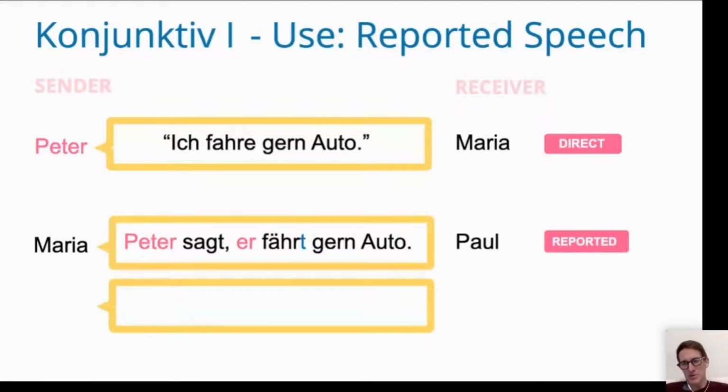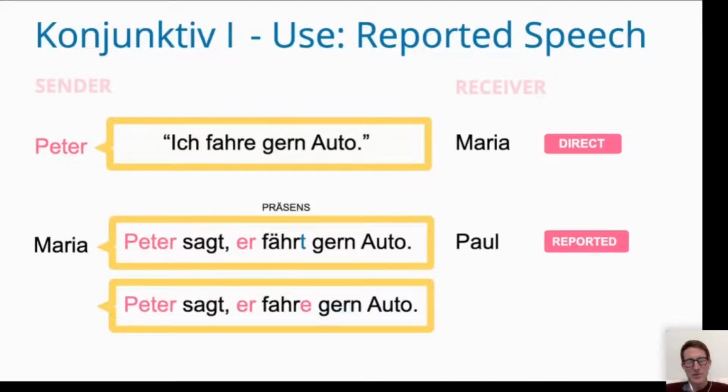Well, this is one possibility. You take the normal ending from the present tense. But if you wanted to use Konjunktiv 1, you would use "fahre gern Auto."